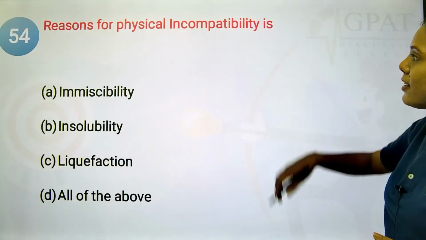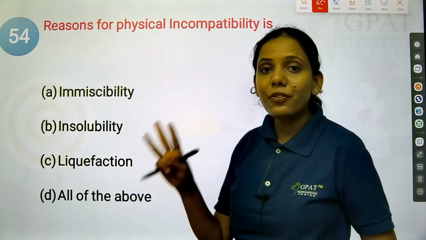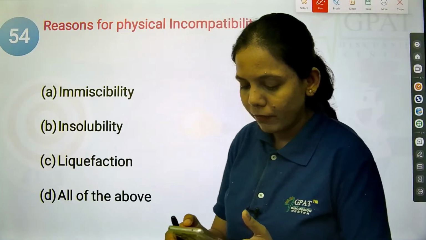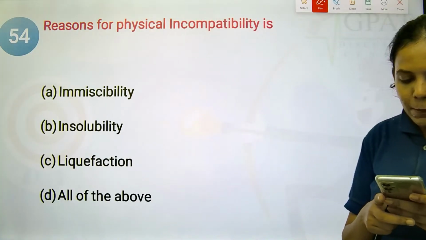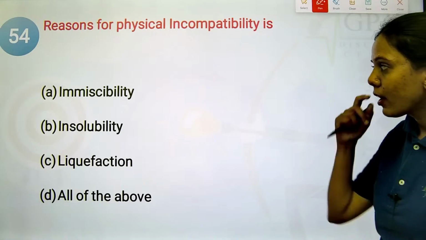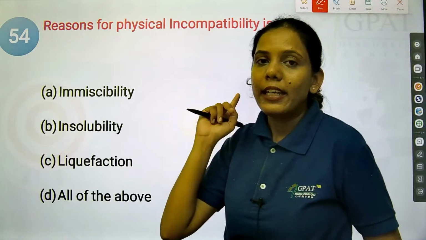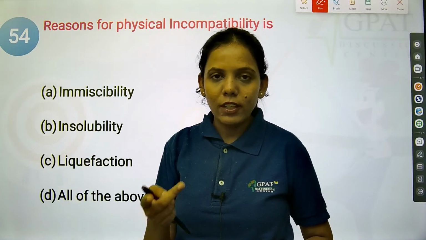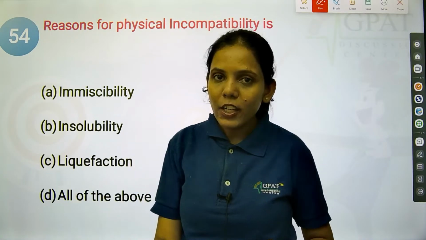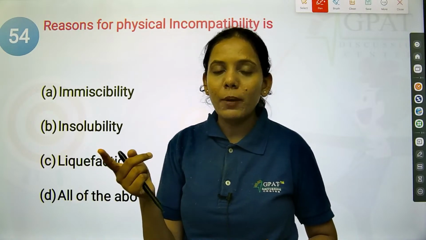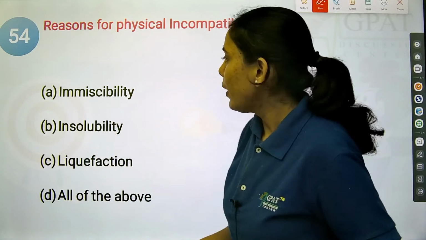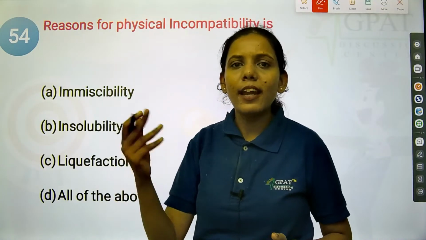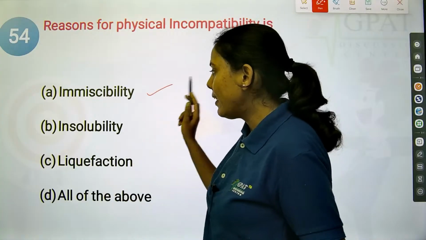Okay. Reasons for physical incompatibility. So there are three types. Can you tell me what are the three types of incompatibility? First, physical, chemical, therapeutic. Chemical means you will see certain reaction. Physical means some physical changes will happen. And therapeutic means the activity will be decreased, right? So immiscibility, simply if you remember oil and water, if you mix, you can easily see that it is not mixing, right? So immiscibility is there.